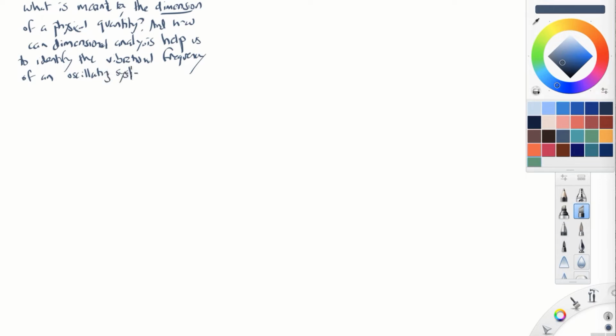So let's take the first of these questions first. What is meant by the dimension of a physical quantity? So I'm going to make a table here. This is going to be a fairly large table, and this is a table on units and dimensions.